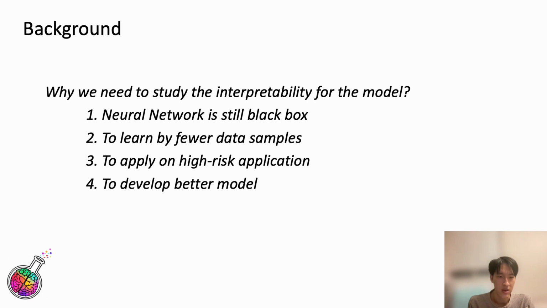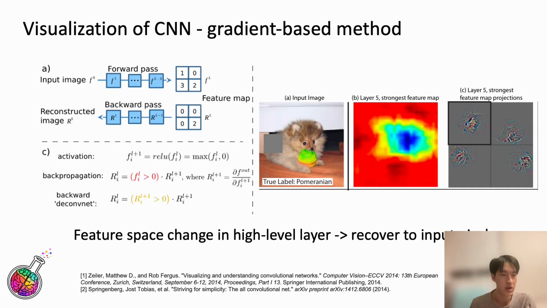The second thing is that we can apply it to high-risk applications. As we all know, AI for healthcare nowadays only stops at the stage of assisting doctors, because patients still don't trust what the machine generates. The last thing is that we can develop a better model with interpretability.